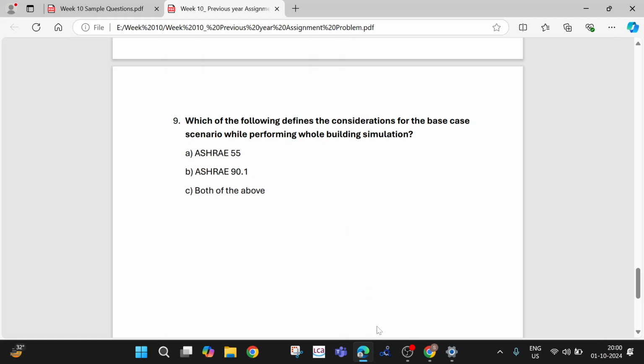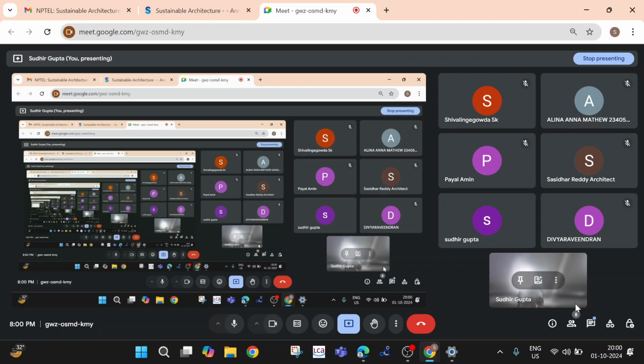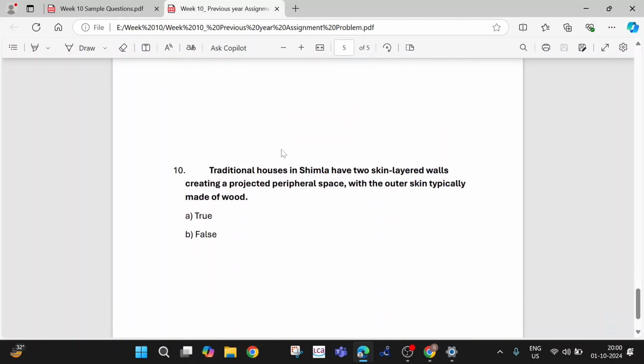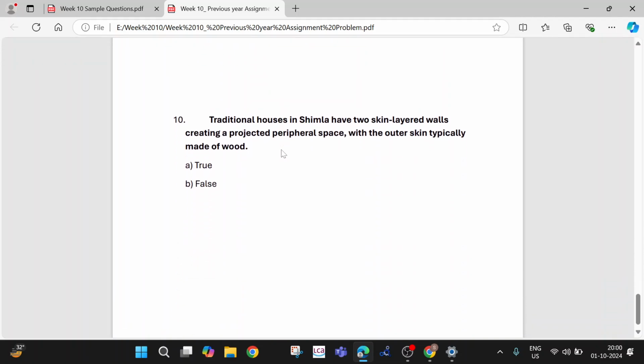Okay. So initially 12 people were there. Let's move to the last question then. Traditional houses in Simla have two skin layer walls creating a projected peripheral surface, with the outer skin typically made of wood. Is it true or false?